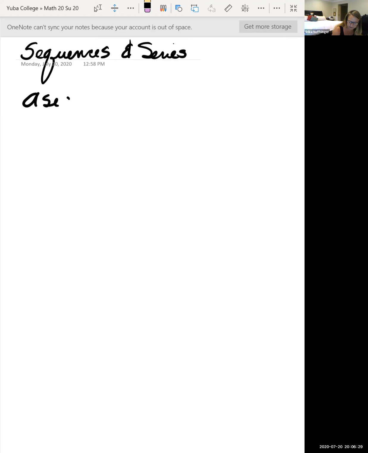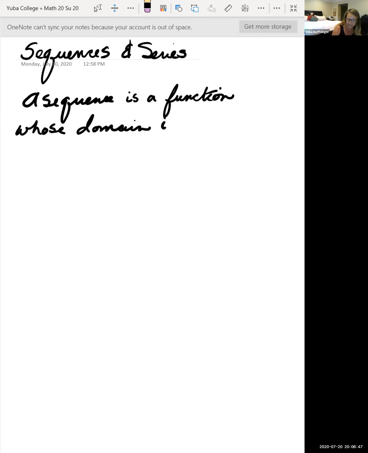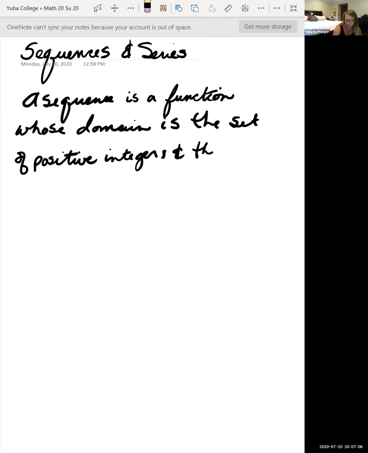So a sequence is a function whose domain is the set of positive integers and the range is a subset of the real numbers.